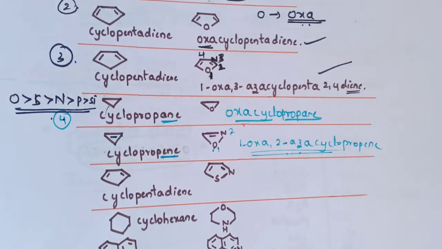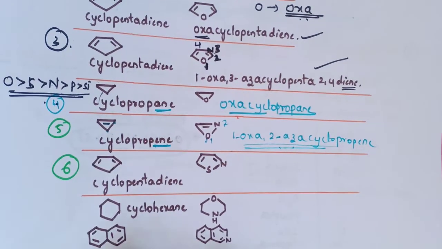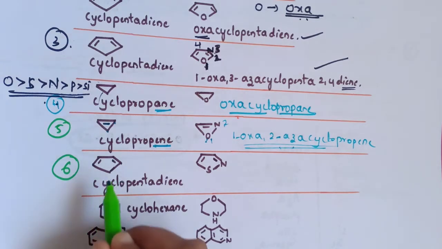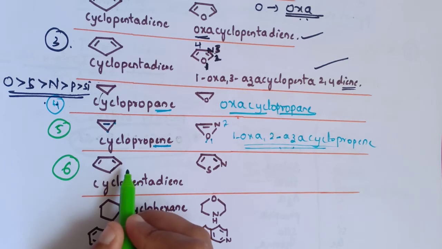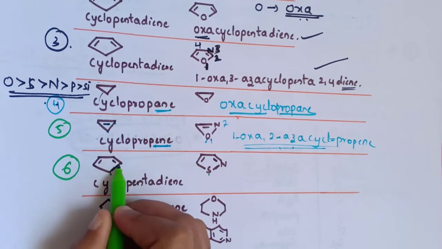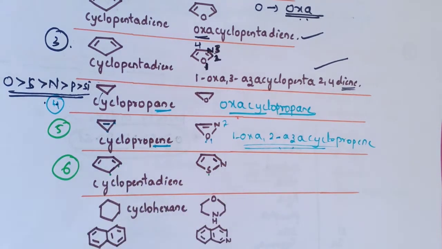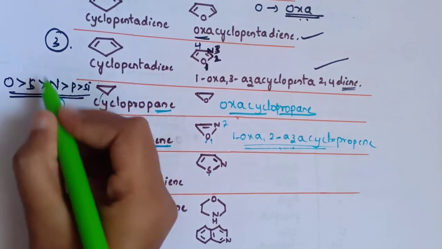Now coming to the next one, the sixth one. Again we are given cyclopentadiene. Here one of the carbons is replaced by sulfur and one of the carbons is replaced by nitrogen. See, this carbon is replaced by sulfur and this carbon is replaced by nitrogen. Now the order of priority is like this. We know that this sulfur is important.